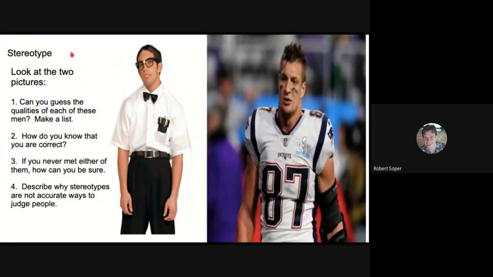Okay, let's focus on this word: stereotype. Let's practice here by looking at these two pictures. Let's look at this man over here. Then after that, look at this man over here. By looking at these pictures, very quickly, can you guess the qualities of each of these men? Make a list of two qualities. So two things, or two adjectives maybe, you would use to describe this man. Then make a list of maybe two qualities you would use to describe this man.